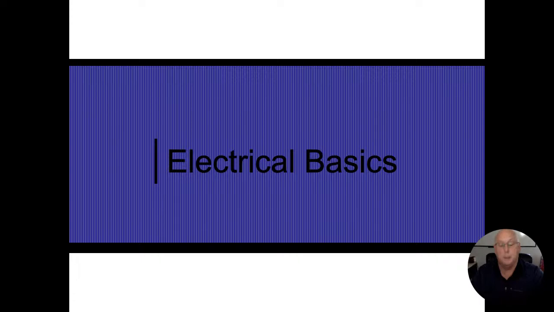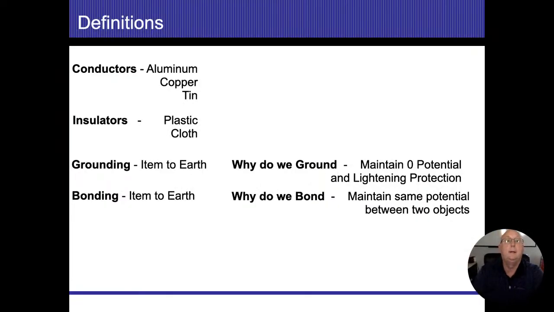So we're going to talk about electrical basics today. We're going to start off with definitions. And the first one is going to be conductors. Conductors are anything that's going to allow electricity to flow. So basically any type of metals, any dirty water, human beings, we're all conductors.